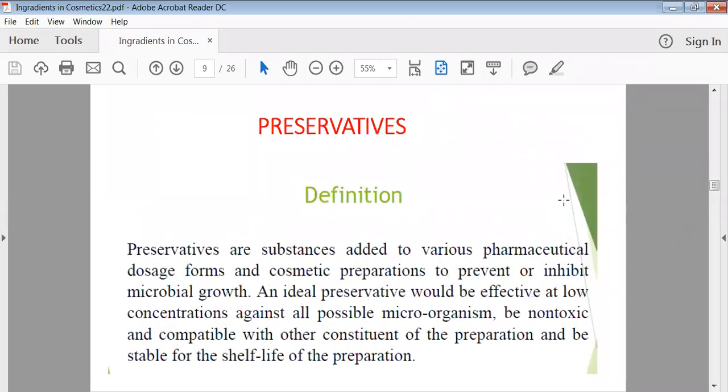Now, after that, we can use preservatives also in the case of various kinds of preparation. The role of preservatives is that they preserve your preparation and they avoid microbial growth, or they help in the stabilization of your preparation. That's why they are called preservatives. They are added into various other pharmaceutical dosage forms and also in cosmetics nowadays to prevent or inhibit the growth of microbes.